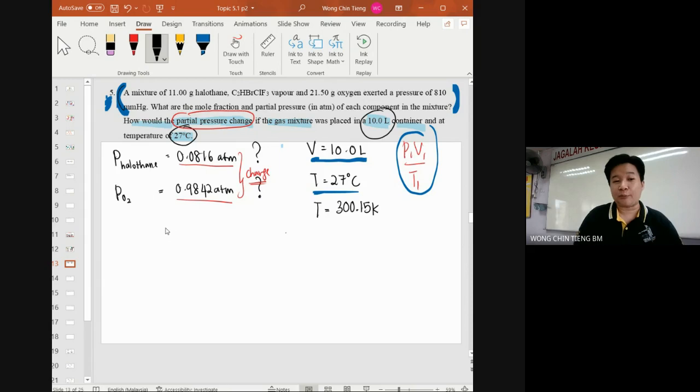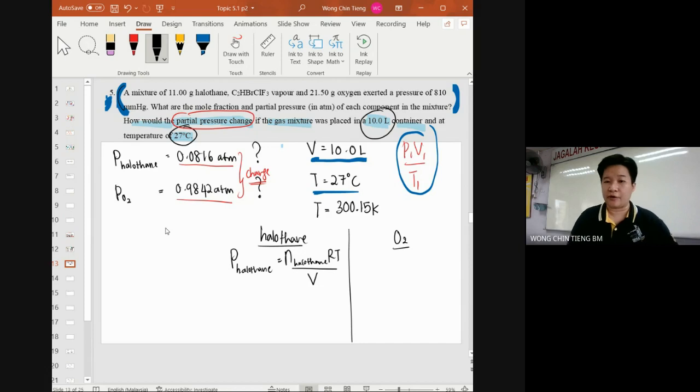Okay, let's look at your PV equals to nRT. That is for my halogen. That is for my oxygen gas. So the PV for it must be the pressure of your halogen, will be the number of mole of your halogen, RT over volume. Agree? Sama, pressure of O2 must be the number of mole of O2, RT over volume. Okay?